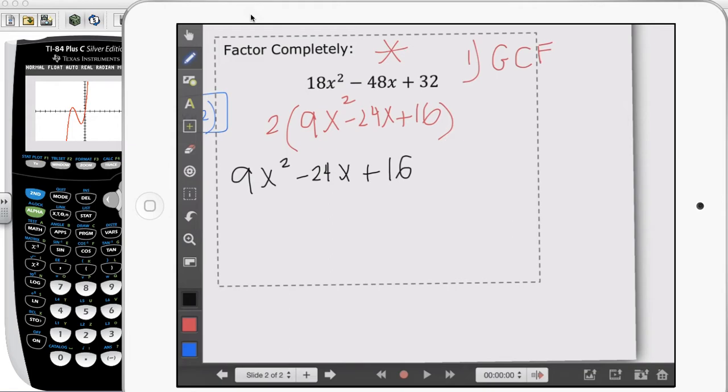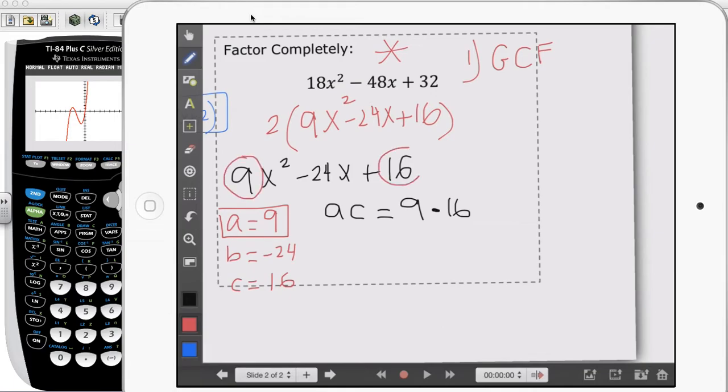So let's see. In this case, think, what is A, what is B, and what's C? A is 9, it's not 1. B is negative 24, and C is 16. Since A is not 1, and that's the difference between a problem like that and the one we did earlier, you have to multiply A times C. So 9 times 16. That's going to give you your AC.